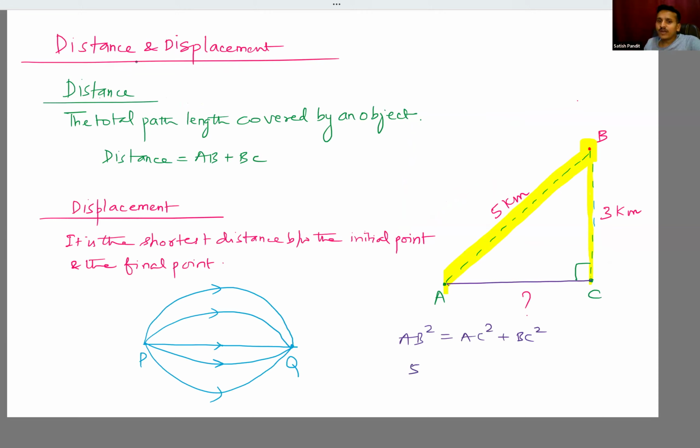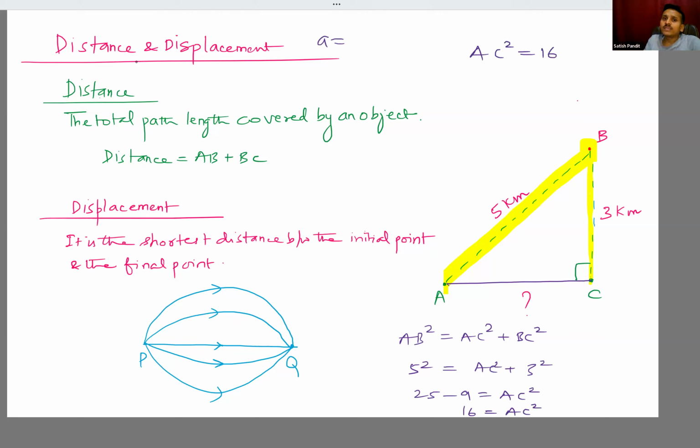So AB is 5, 5 square is equal to AC square, which is what? We don't know AC. Plus BC square, BC is 3, 3 square. So 5 square is 25. I'm going to take 3 square, which is 9, and bring it to the left side. So it will become minus 9, and that is equal to AC square. 25 minus 9 is 16. So I have got AC square is equal to 16.